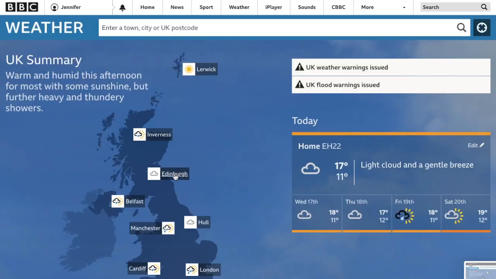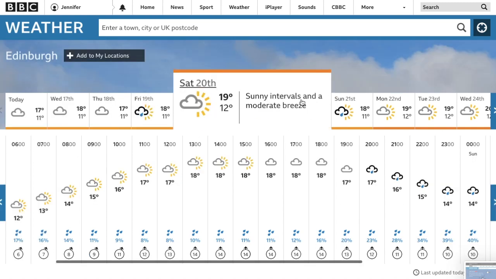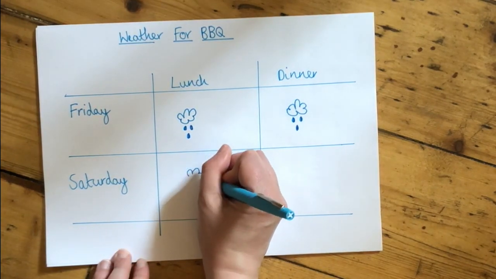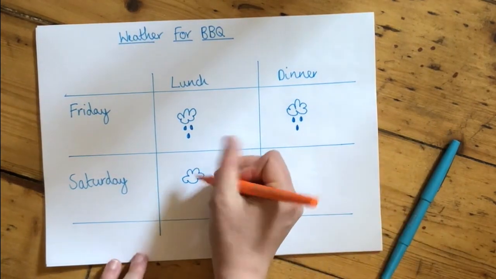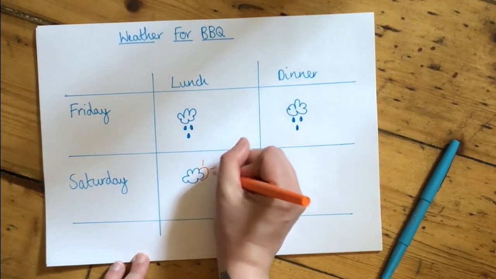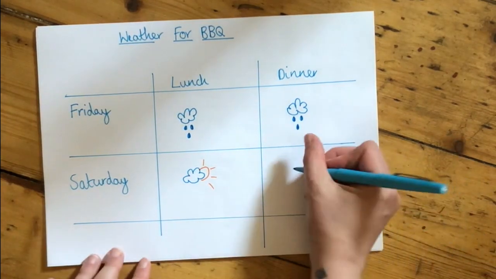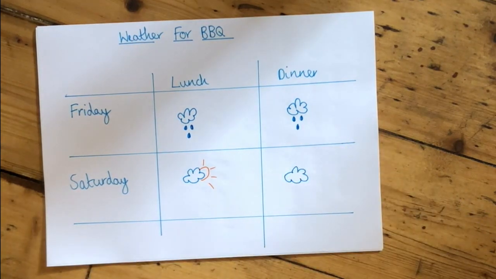Okay, back to the website, click on Edinburgh, look for Saturday this time. This looks more promising. Lunchtime is sun and dinner time looks a little bit cloudy. So in this one, that's Saturday lunch, I'm going to draw the sunshine peeking out from the clouds. So I know that there's going to be at least a little bit of sunshine at that point. And then the last box is Saturday dinner time, which is cloudy. So I'm going to put a cloud there.